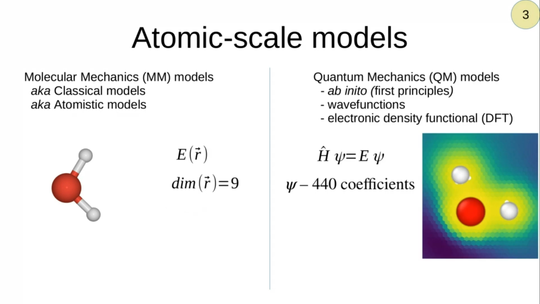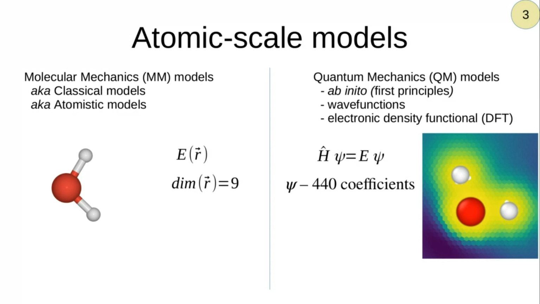Another type of model, quantum mechanics models, is in fact a set of various approximations of the Schrödinger equation that are called ab initio methods, or first principles methods, wave function-based methods, or the workhorse of modern computational chemistry and material science, the density functional theory. So I will use the terms density functional theory and quantum mechanics models as synonyms. This is probably a rough approximation, but for the purpose of our talk, it doesn't matter.